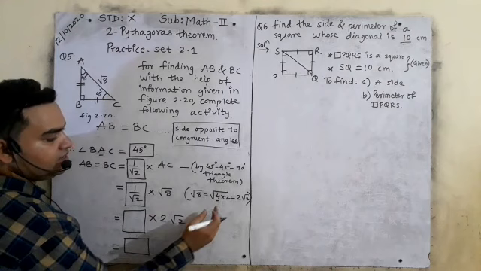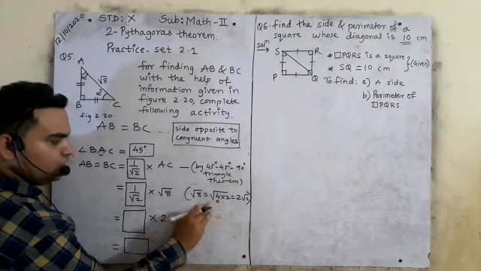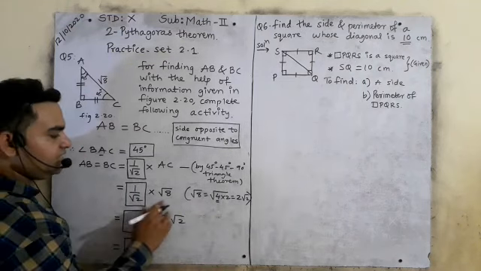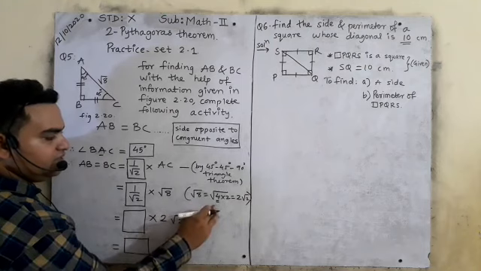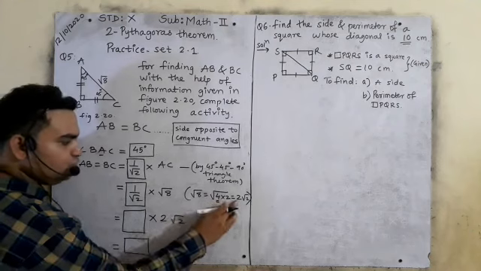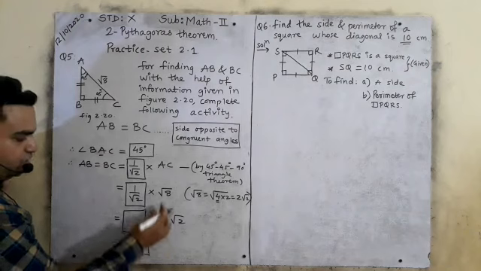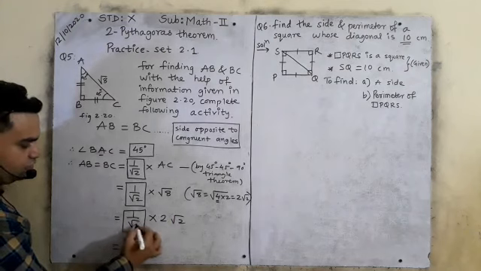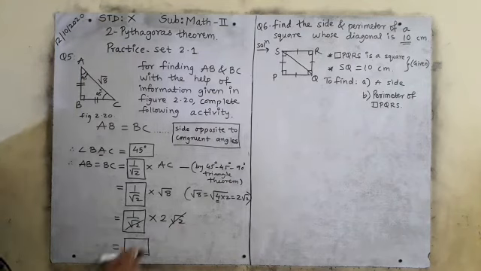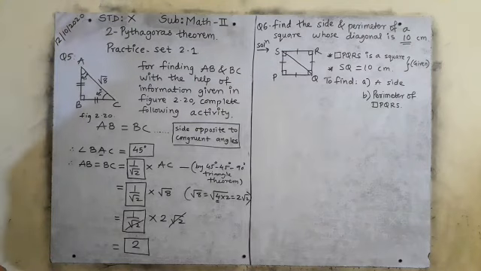The root 8 can be simplified: 4 2s are 8 and 4 is the perfect square of 2. So what is the value of root 8? 2 root 2. How? Root 8 is simplified as 4 2s are 8 and 4 is the perfect square of 2. So 2 will come out and the other 2 will be inside. So 2 root 2. So this is written over here. What will come here? 1 upon root 2. Now this root 2 and this root 2 will get cancelled. So what will remain? 2 1s are 2 here. Is it clear? Very easy and very simple.